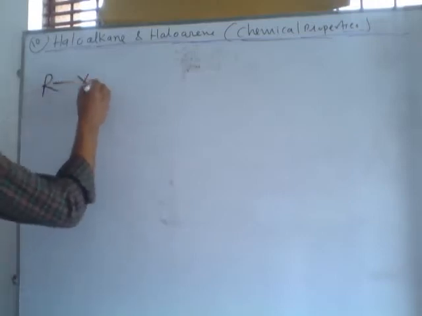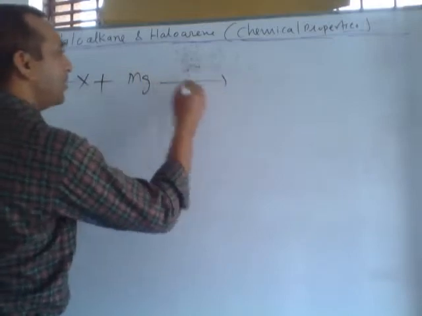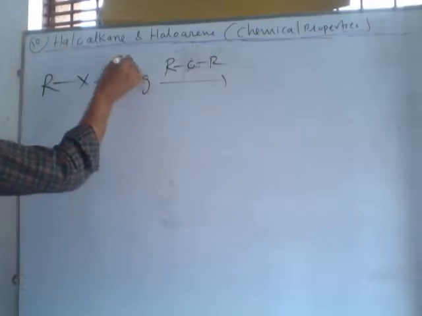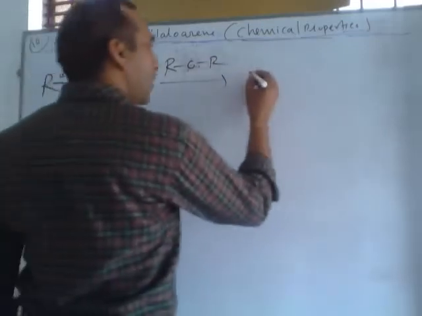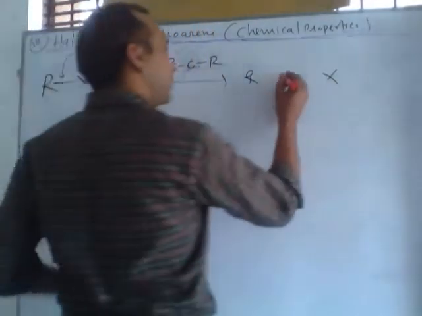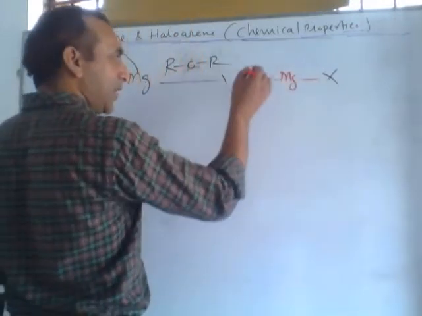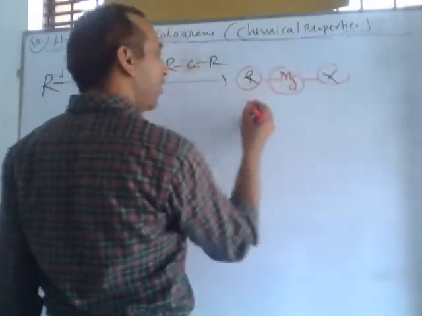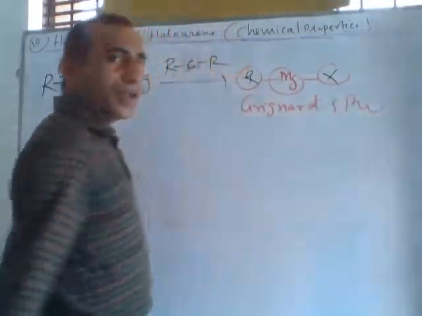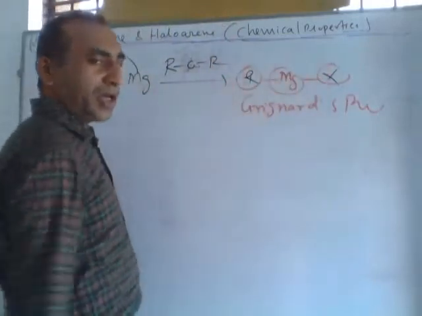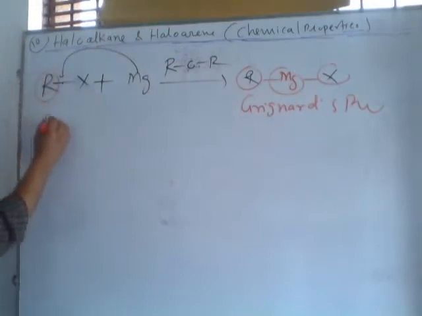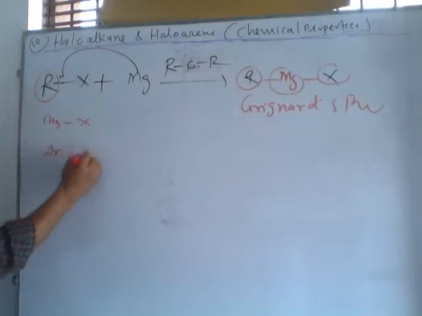with magnesium in presence of dry ether. This is ether. You know the valency of magnesium is 2. Magnesium joins here, so the compound RX with magnesium forms this type. Remember, this compound is called alkyl magnesium halide, also called Grignard's reagent. Grignard reagent means alkyl magnesium halide. In this reaction, R can be CH3, or you can also use a ring.